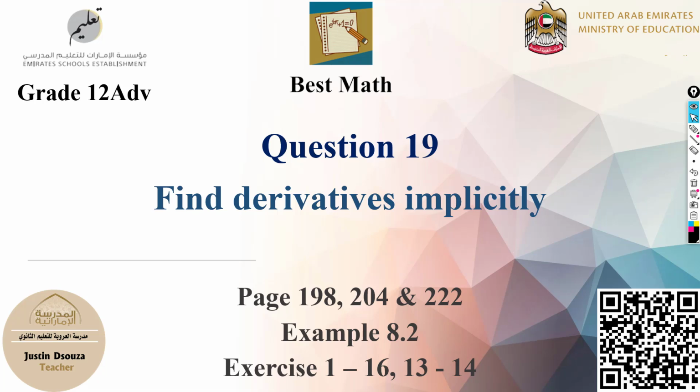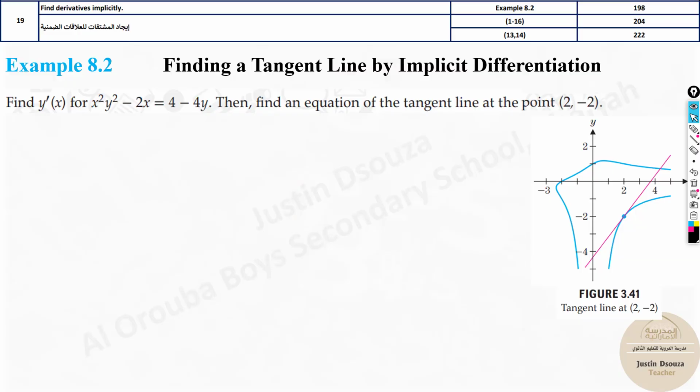The question number 19, the penultimate question in the end of term exam questions, is to find derivatives implicitly. Implicit derivation is when you have two variables. Now let's look into it. Here you are asked to find y dash of x, where x squared y squared minus 2x equals 4 minus 4y. You can see x is over here and y is there. So what you need to do is derive it implicitly.